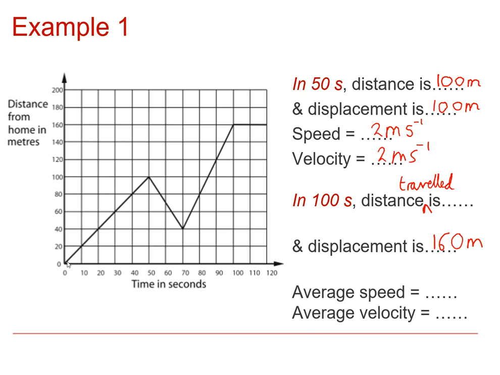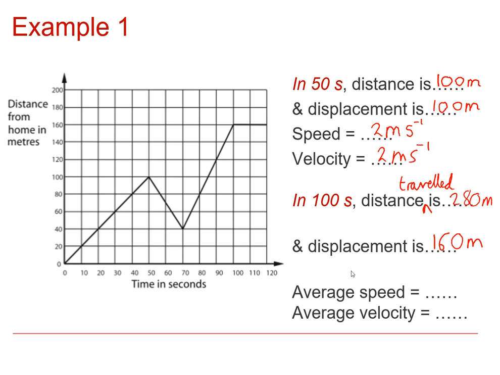So if we follow the journey thinking about distance travelled, in this section she travels 100 meters. This section she's travelling a distance of 60 meters. So at that point she's gone a total of 160 meters. And then this section of the journey she's travelling a further 120 meters. So that means she's done a total of 280 meters.